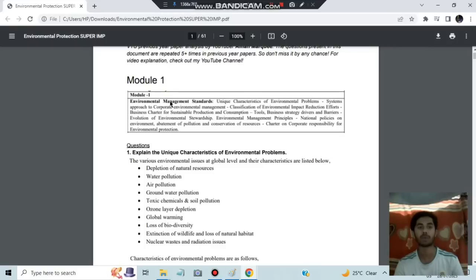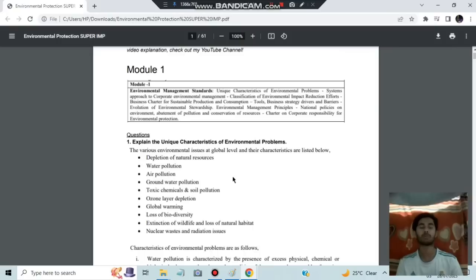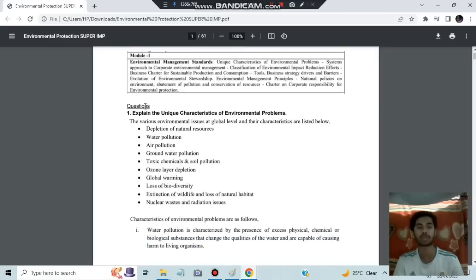What we have in Environmental Management Standards is the unique characteristics of environmental problems. So, in the environment, what problems are there? First, you have to define that, and based on that, you also have to define the characteristics of the problem. As you can see, you need not memorize anything here, just listen to what I tell and get the basic flow of it and the common points present. That should be sufficient for you. Don't try to memorize anything.